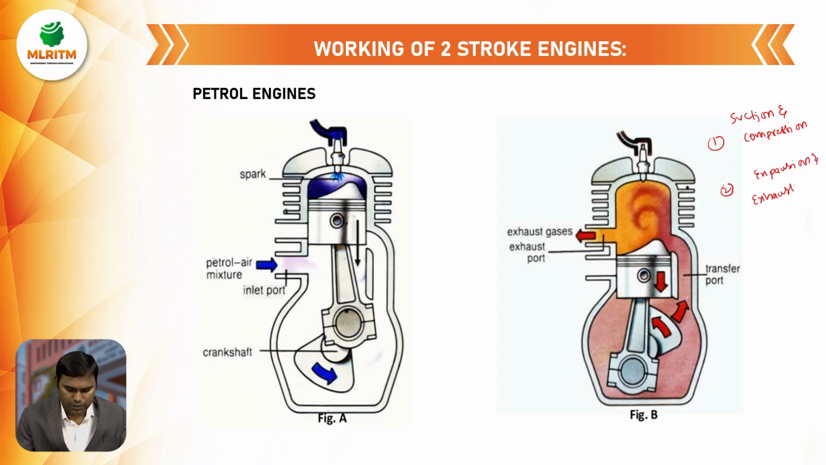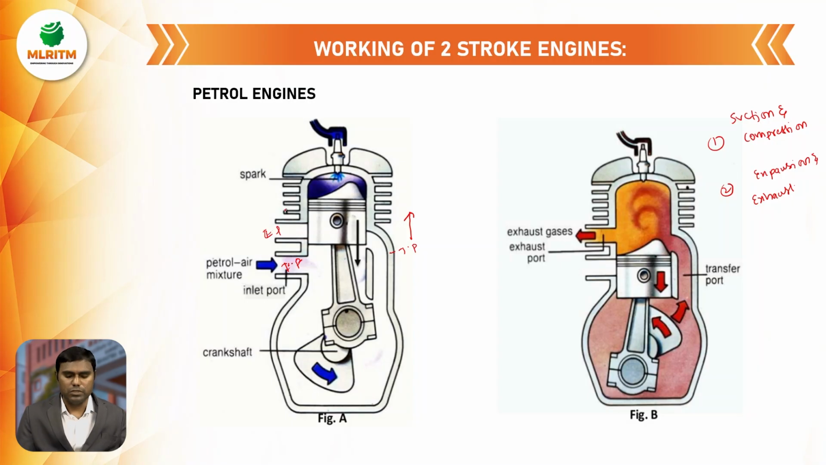See, the first one is an upward stroke. In a two-stroke engine, we have ports instead of valves. This is called the inlet port, this is called the transfer port, and this is called the exhaust port.